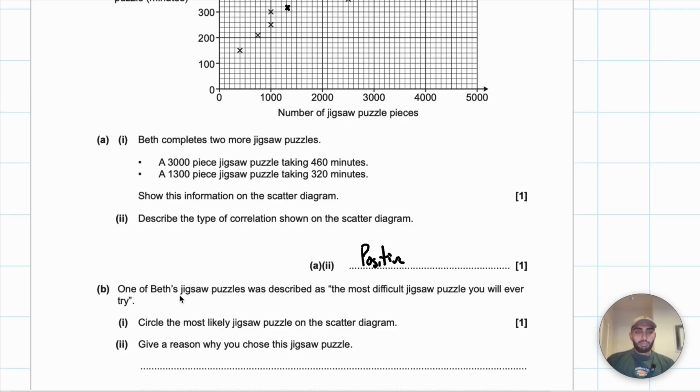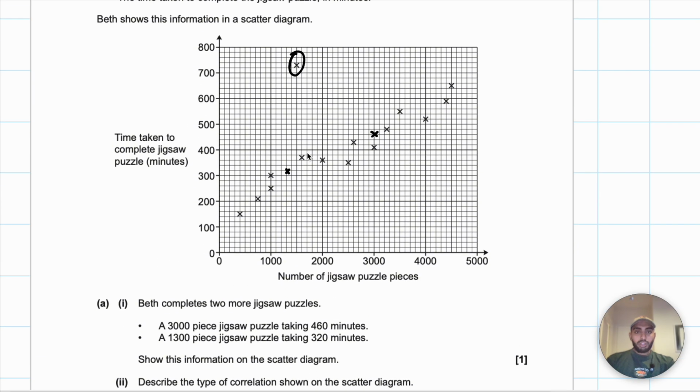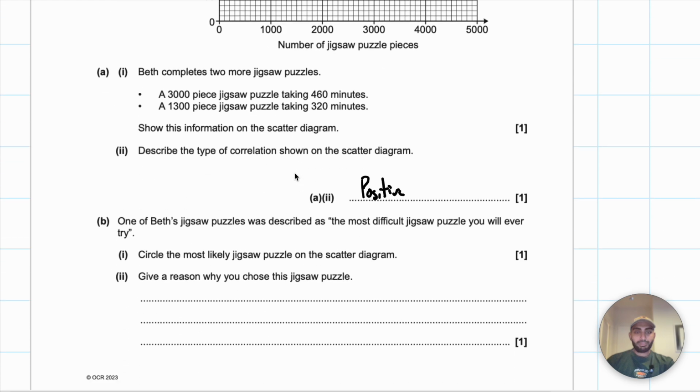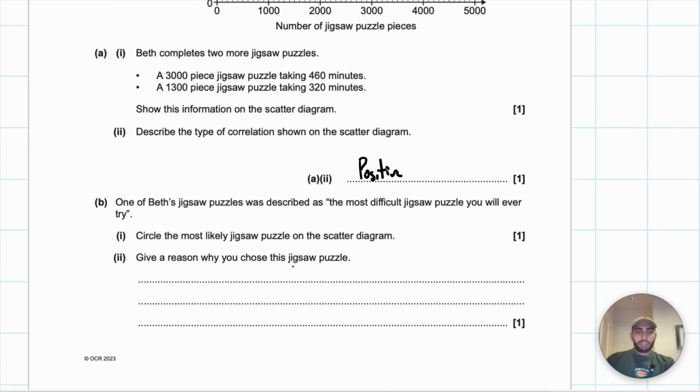Part B. One of Beth's jigsaw puzzles was described as the most difficult jigsaw puzzle you will ever try. Circle the most likely jigsaw puzzle on the scatter diagram. That would be this one. You can see it's taken a lot longer to complete this one compared to others with the same amount of pieces. Give a reason why you chose this jigsaw puzzle.